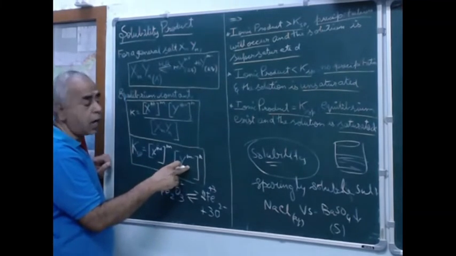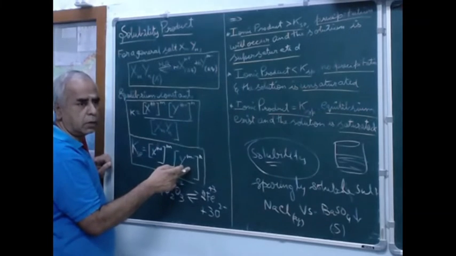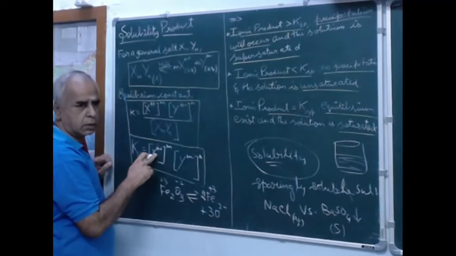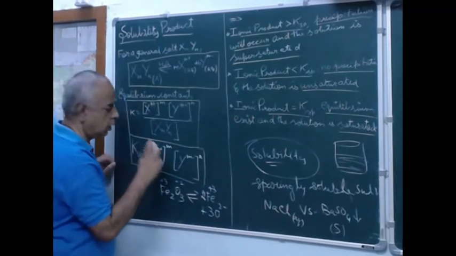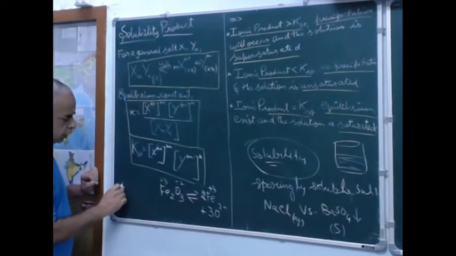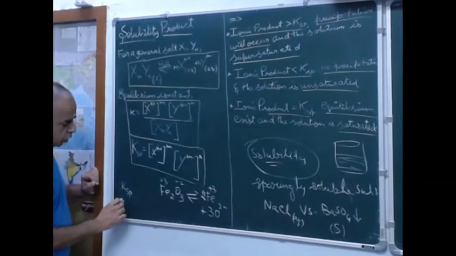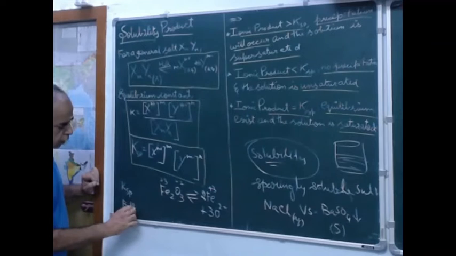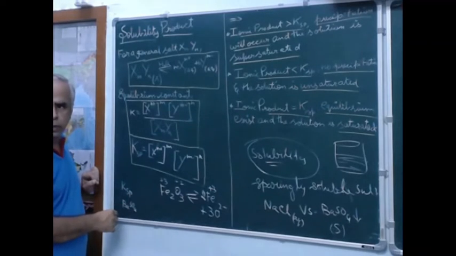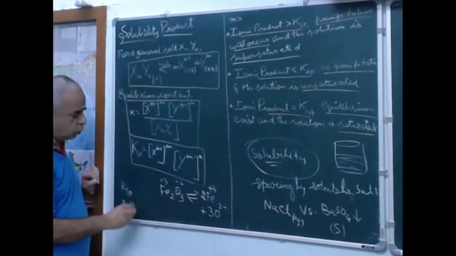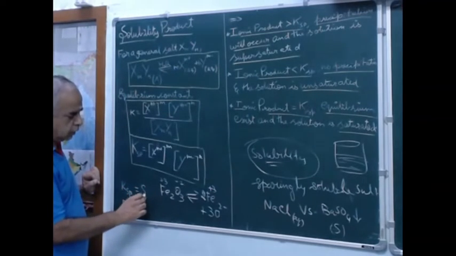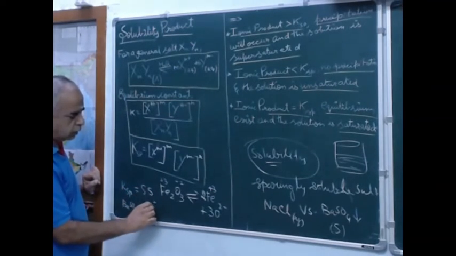It depends. For example, if it is barium chloride, it is S squared times S, so S cube comes. Simply speaking, let us consider the KSP of barium sulfate. In both the cases, it is 1 only. You can equate it. In that case, that is barium sulfate, so this is S and this is also S. So S into S, S square.